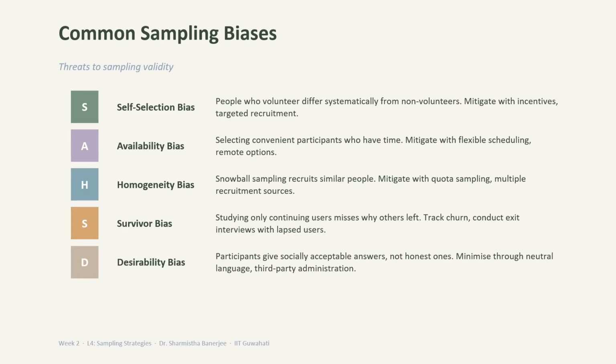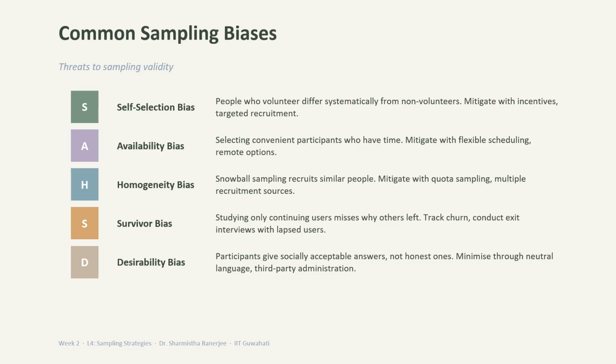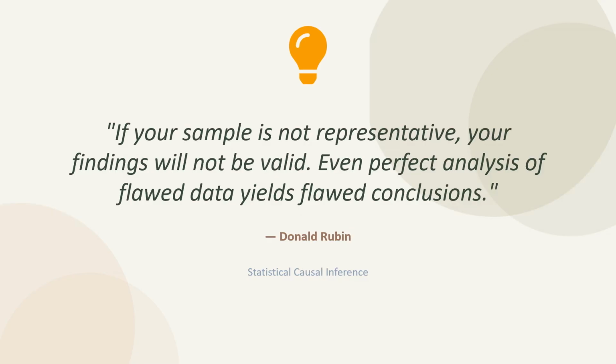Desirability bias. Participants many a time give socially acceptable answers and not the honest ones. So, let's say in my sustainability questionnaire, I ask them a question, do you use disposable plastic? Because it is no longer socially acceptable to say yes to it, people might not say strongly agree. They might say somewhere like agree, or neutral, or they might also try to be totally dishonest and say totally disagree. So, minimize through neutral language and third party administration so that this desirability bias comes up as little as possible.